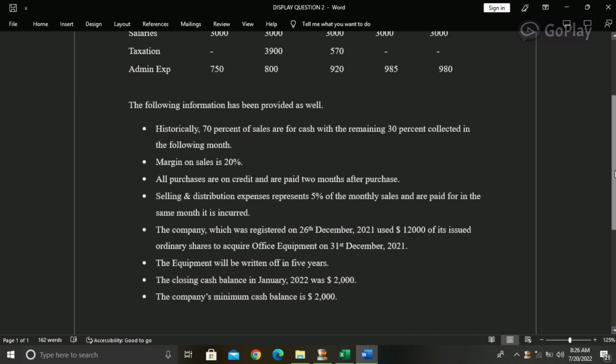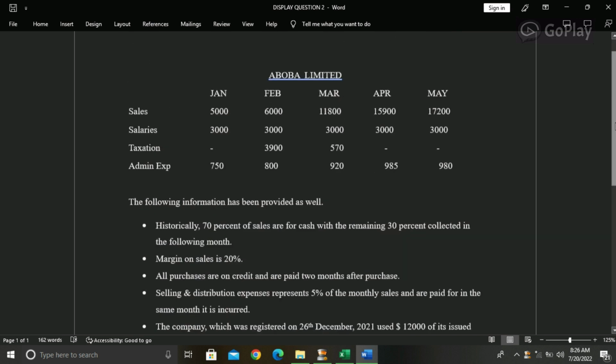Now, the technicality involved here is that in this particular question, the purchases figure has not been provided. Likewise, the opening balance for cash for January has also not been provided, but it has been technically provided. So we will then move to Excel and practically demonstrate how to solve this particular question on cash budget.